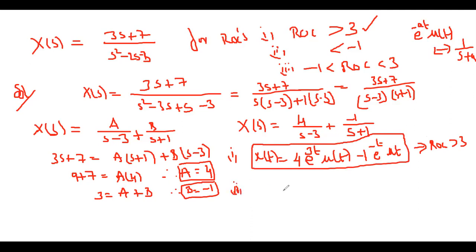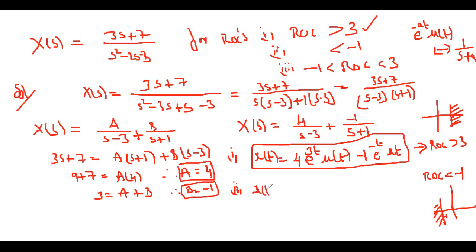For the second one, you can see it is less than, they're asking less than minus 1. Less than minus 1 means negative real axis. The ROC, you can write here, the 3 is there. ROC is above the 3. And the second one, if I am taking the ROC less than minus 1, the region of convergence is like this. Minus 1, below the minus 1, ROC. Below the minus 1 means mu of minus t.